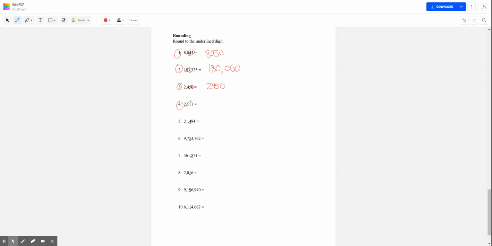4. 2 is underlined. 9 is right to 2. Is greater than 5. So we're going to round up. And we get 3,000. 4 is underlined. To the right is 8. 8 is greater than 5. We're going to round up. 21,500. And that is it.